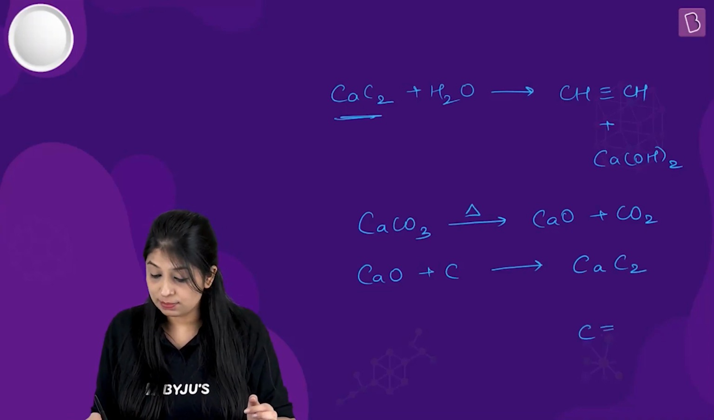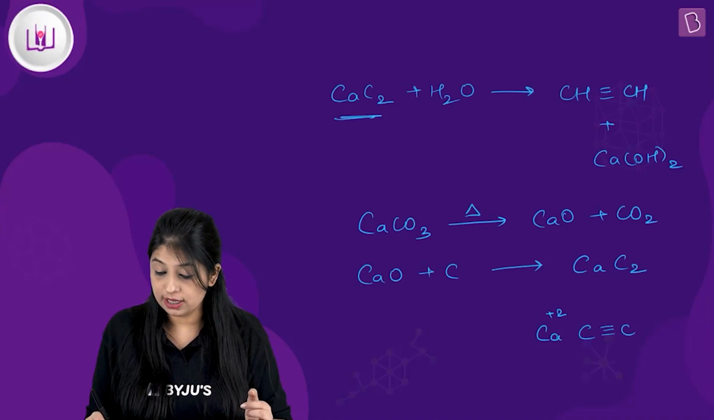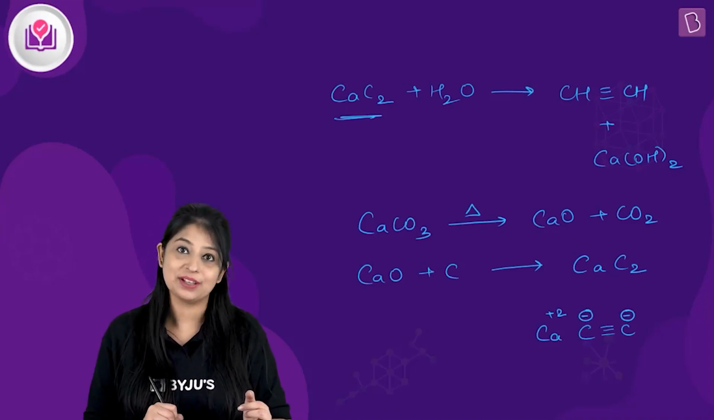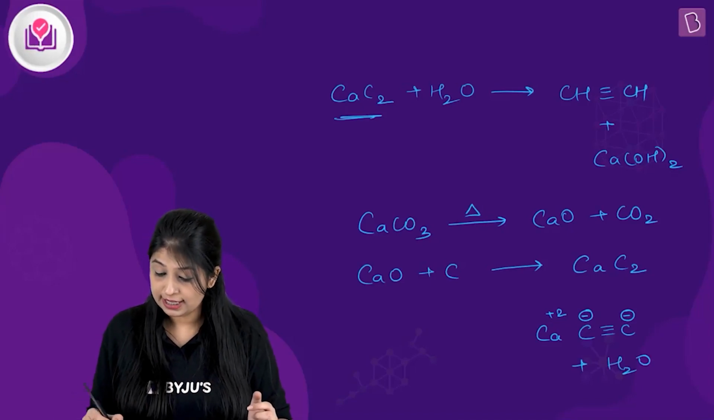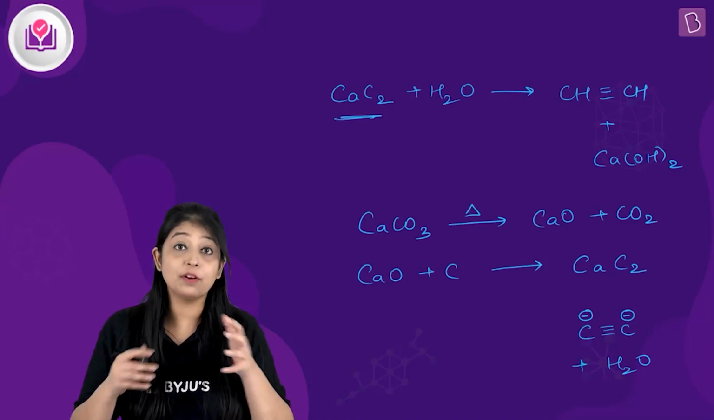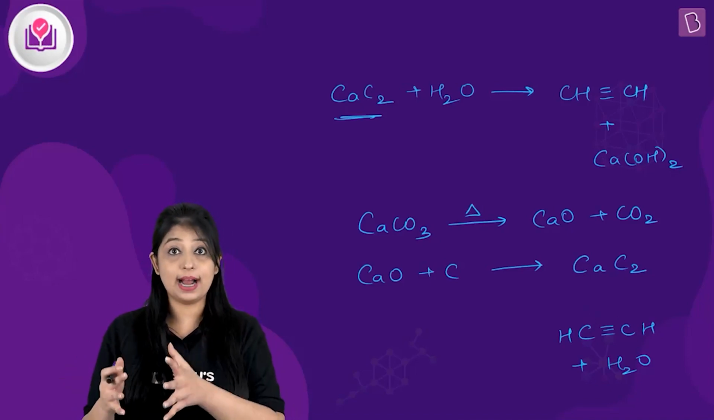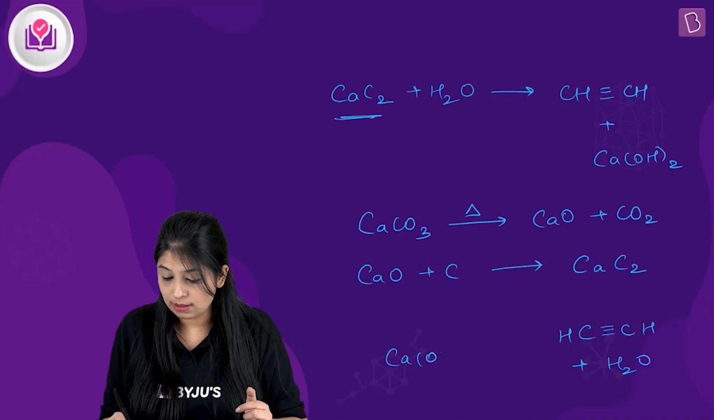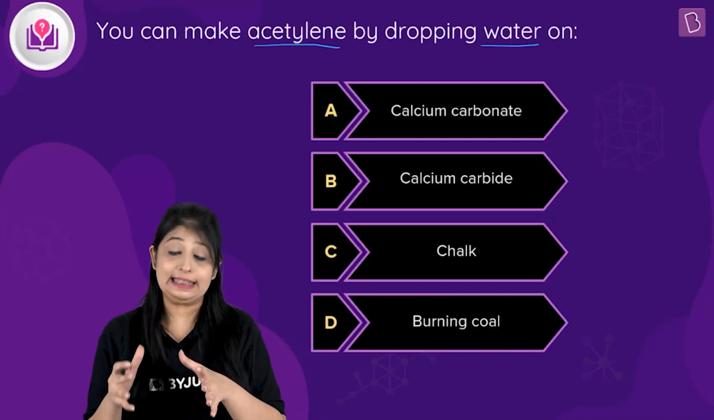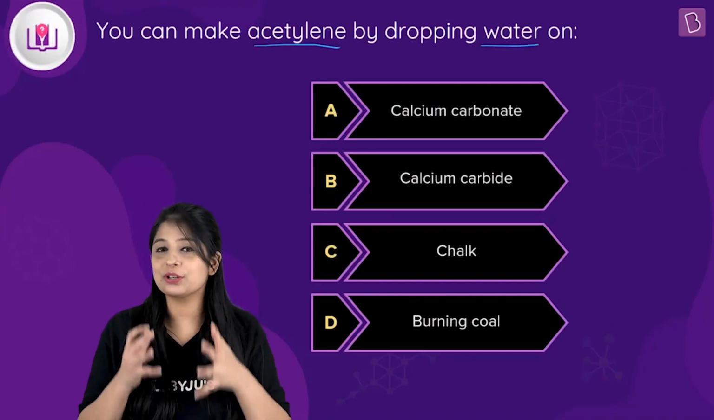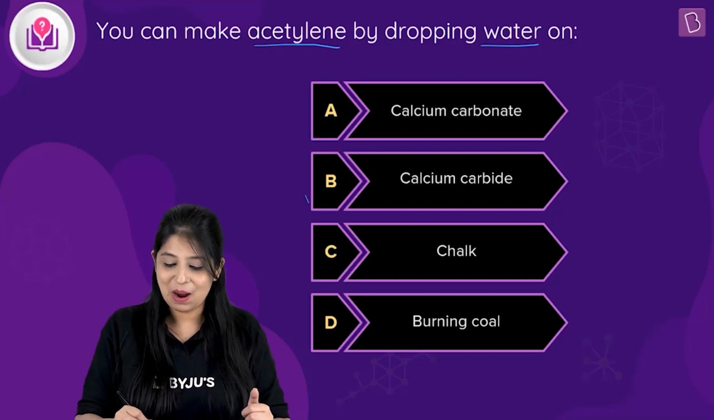So what is carbide? C triple bond C, right? That is carbide. And calcium we know is in +2 oxidation state, right? So here we have negative charge on both the carbon atoms, right? And when you add water to this calcium carbide, right, what do you get? From the water, the calcium is replaced by proton, right? And we get calcium hydroxide, right? So if you want to get acetylene, that is ethyne, by adding water, what should you add water on? You should add water on calcium carbide. So the correct option here is option B.